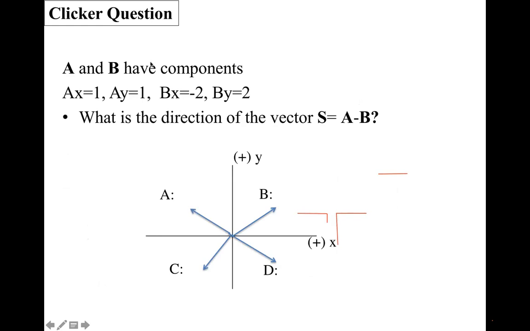Now, here's another question. I have 2 vectors, each of them given by the components. AX is 1 unit positive, 1 unit positive in the Y direction. BX has -2 units in the X direction and +2 units in the Y direction. What is the overall direction for A minus B as indicated by 4 different choices? So does this arrow A represent S, or B represent S, or C or D?